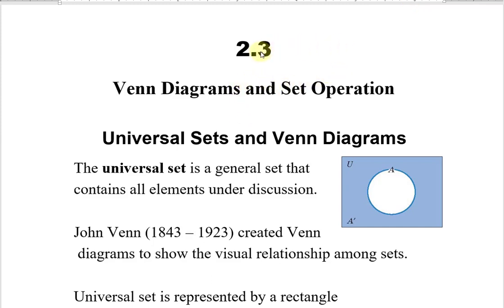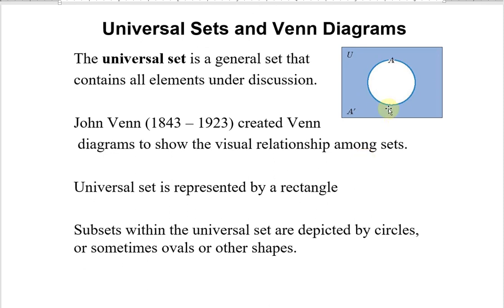This section 2.3 is about Venn diagrams. The very first definition in this section is about universal sets. The universal set is a general set that contains all the elements under discussion. So we use a rectangle to represent all the elements, and the subsets inside the universal set are represented by circles, or sometimes by other shapes, but most likely we use the circle.